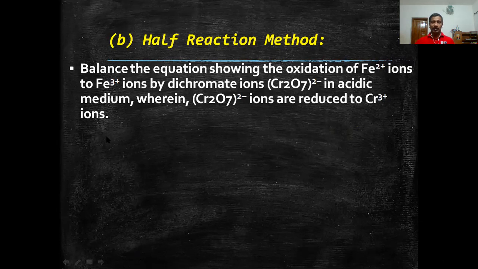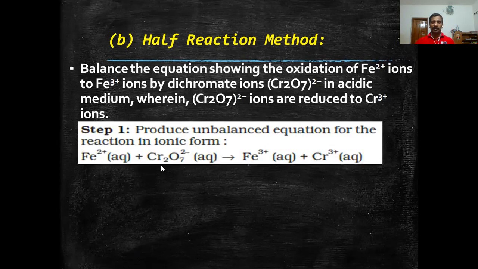It is to write the equation. Fe2 plus, Cr2O7 2 minus gives Fe3 plus, Cr3 plus. That is the equation. And you assign the oxidation state. For chromium, already we discussed +6 is the oxidation state. Here you can see 2 plus increased to 3 plus. So Fe2 plus oxidized to Fe3 plus. Cr in +6 oxidation state reduced to Cr3 plus.